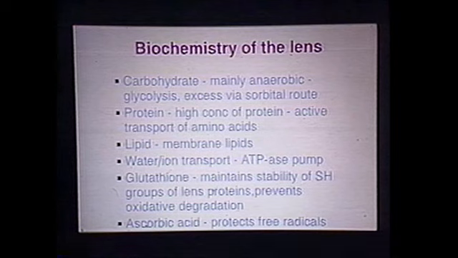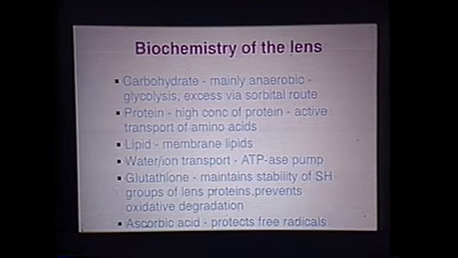This slide gives a brief outline of some of the biochemistry that takes place in the lens, and as we said, this biochemistry is extremely important because it gives the opportunity for toxic damage. Interference with the biochemistry at any of the points will allow toxic damage to take place. Carbohydrate metabolism, energy metabolism, is mainly anaerobic and by glycolysis, but excess carbohydrate in the lens is metabolized via the sorbitol route. This is important with respect to the sugar cataracts, which we'll mention later on.